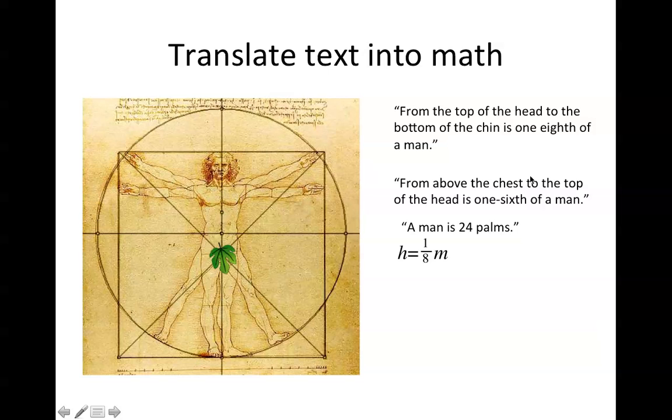From above the chest to the top of the head is 1/6 of a man. We used the letter N for that to say that N is 1/6 M. And also a man is 24 palms high. M is equal to 24 times P.